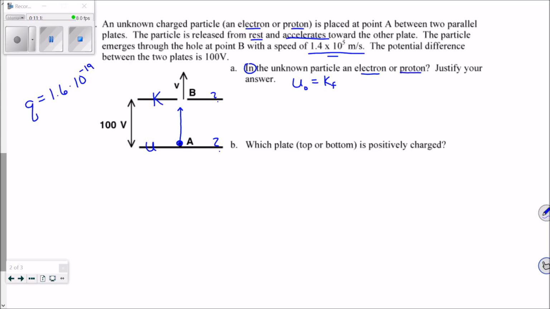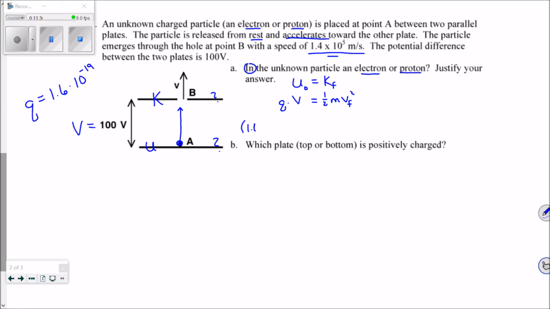And so I look over here, what do I have? I have V equals 100 volts. I know if I take Q times V, that will give me my energy. I have the charge of my particle, I have V, and that's going to equal 1/2 the mass of my particle times this final velocity, which is a given, squared.